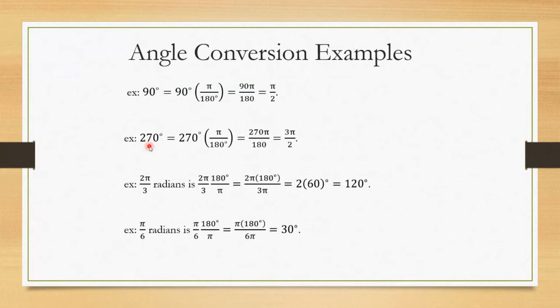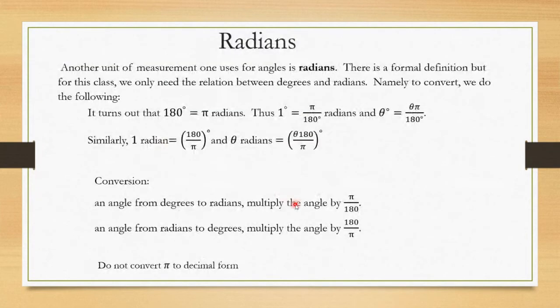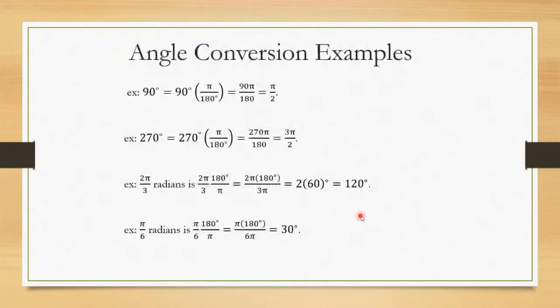For 270 degrees, same idea. You want to multiply by pi over 180 degrees. That's going from degrees to radians. I mean, you can think of it this way. The degrees are going to cancel if you do that. So you'll get 270 times pi over 180. And it is good to write that in lowest terms. It's 3 pi over 2. But again, pi you don't write the decimal form for. Okay? People just don't do that.